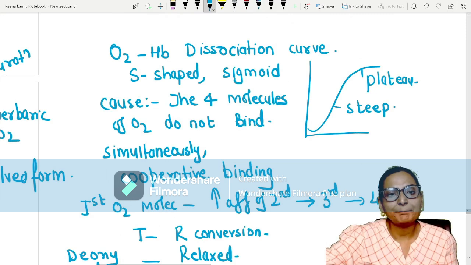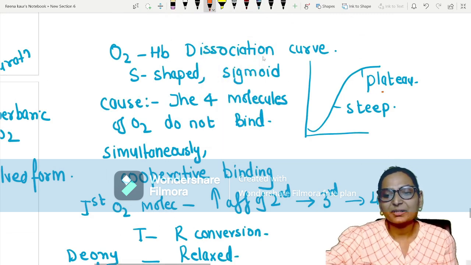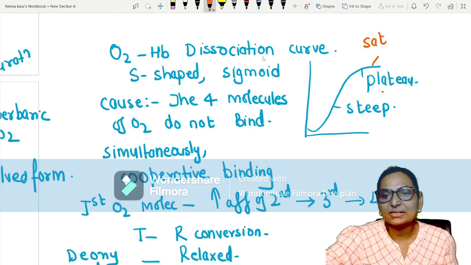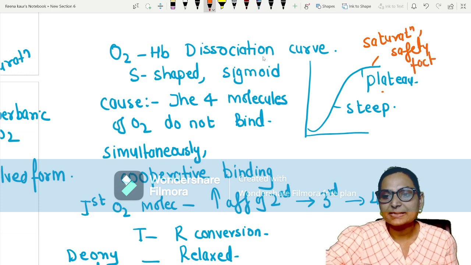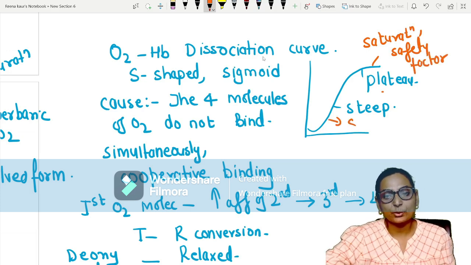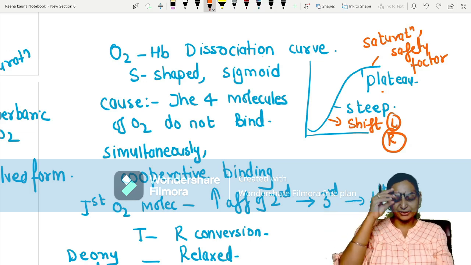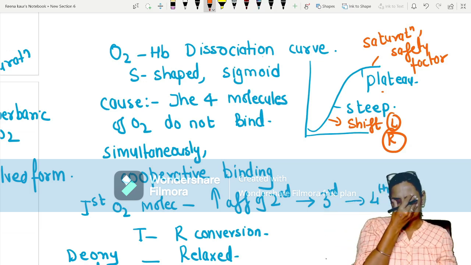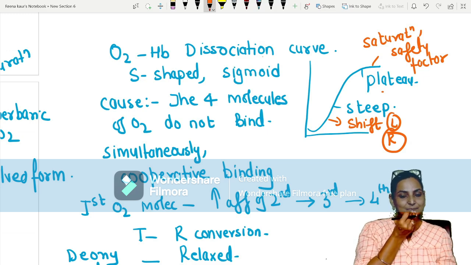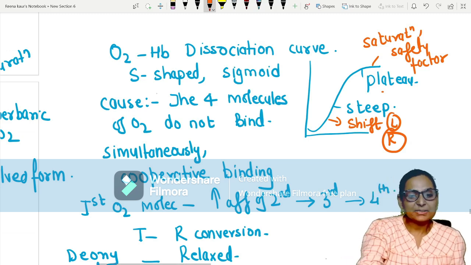Now, what is the cause of the plateau? What is the significance of the plateau? The plateau shows a saturation and it also shows a safety factor. I'll tell you what it is. Safety factor. And the steep portion is the portion which is going to shift left or right. That means it is going to take up oxygen or it is going to give the oxygen when needed. Right? Now see.